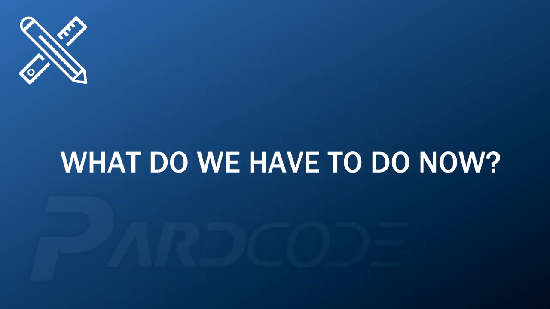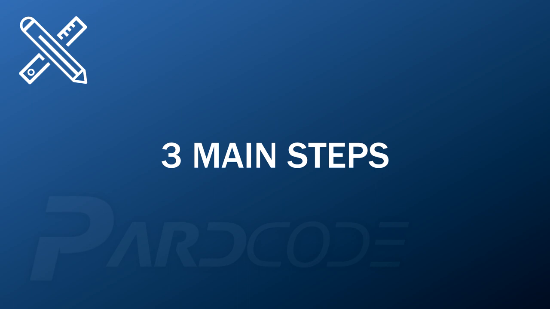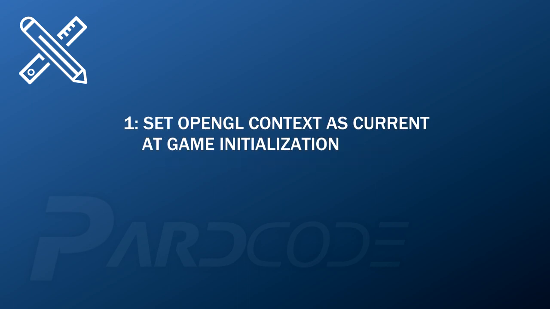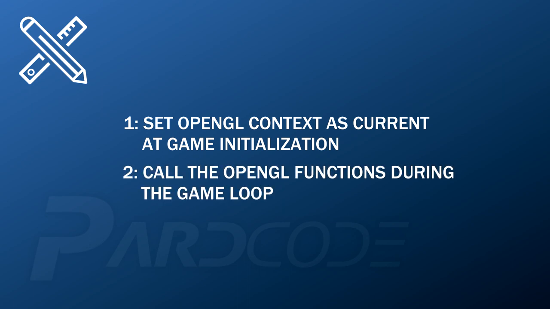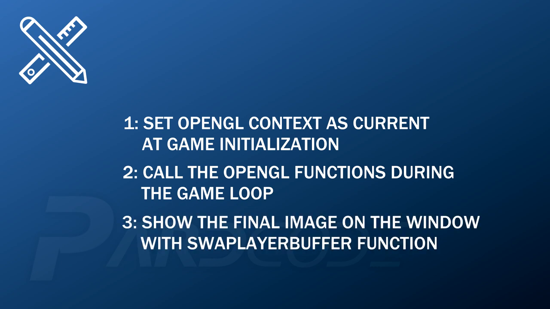What happens next? At this point, there are three operations to do: bind the OpenGL context of our window, in particular the display window created in the previous tutorial, as current at the game initialization, and at each cycle of the game loop, call the various OpenGL rendering functions, like for example glClearColor and glClear, in order to clear the window with a specific color. And in the end, we have to show the final rendered image on the window with a function like swap layer buffers.